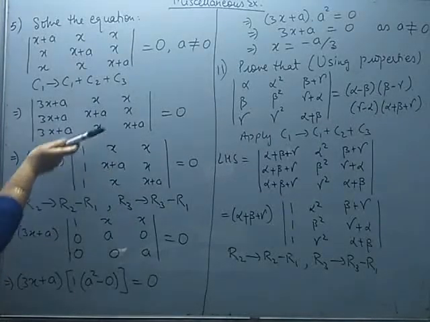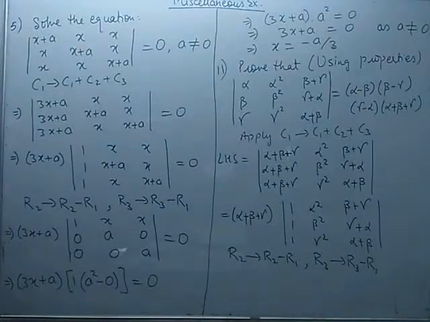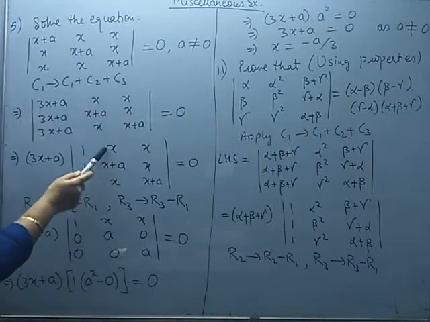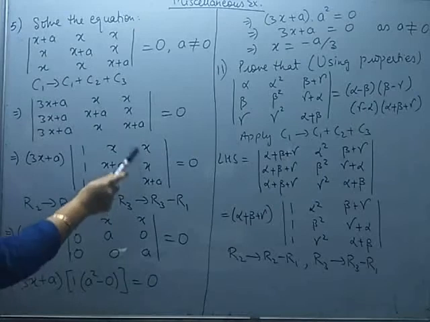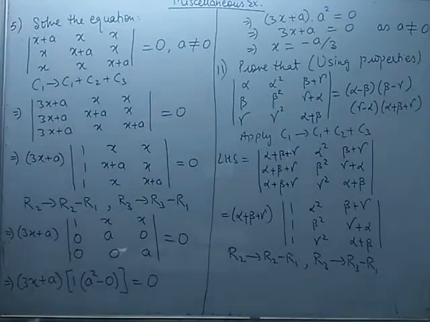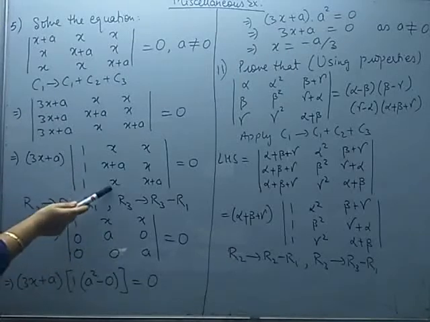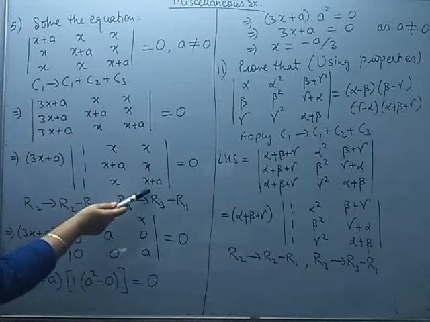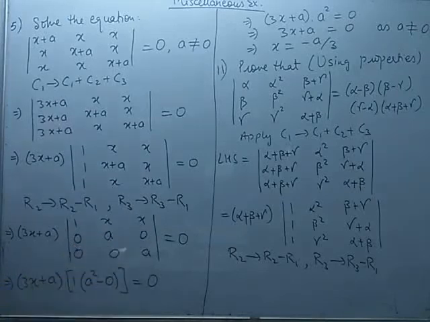So from row 2, we will subtract the corresponding elements of row 1. So 1 minus 1 gives us 0. Then x plus a minus x gives us a. Then x minus x gives us 0. Then applying on R3, 1 minus 1 gives us 0. Then x minus x gives us 0. x plus a minus x gives us a. Okay, so done with the application of operations.